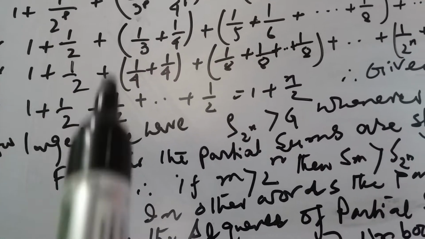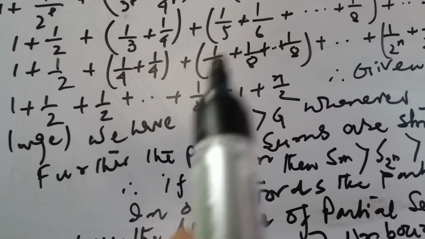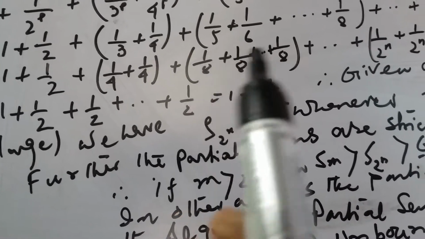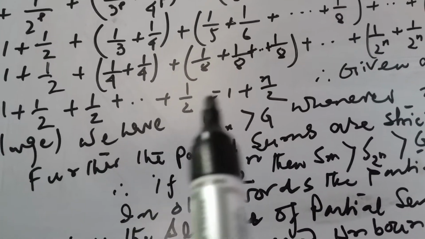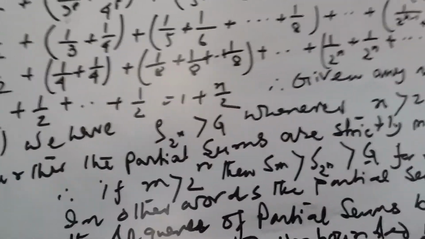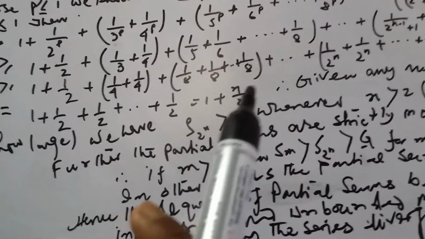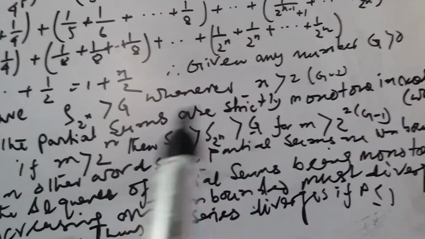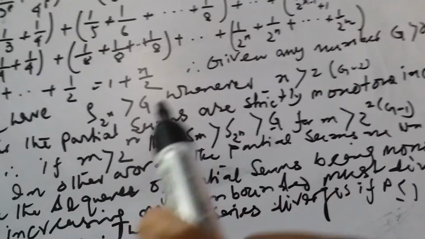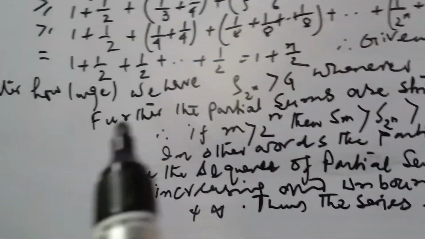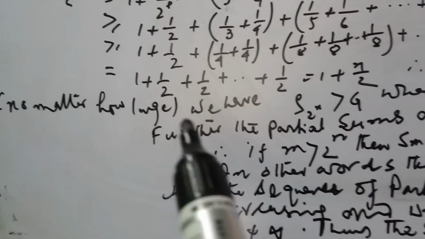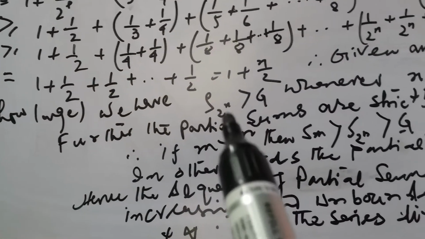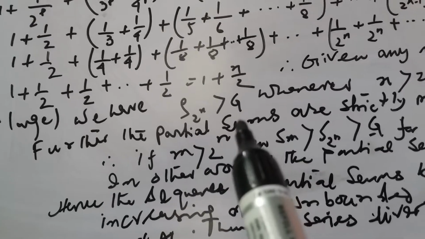So 1 plus half, then 2 into 1 by 4, that is half, then 4 into 1 by 8, that is half. So in this way you can write 1 plus n by 2. This way S of 2 to the power n is greater than 1 plus n by 2. Given any number g, no matter how large, we have S of 2 to the power n greater than g.